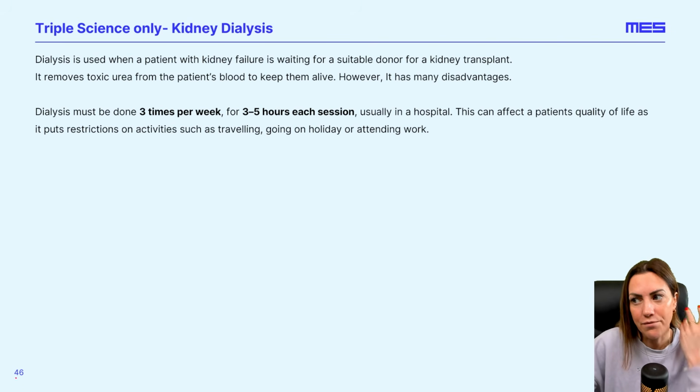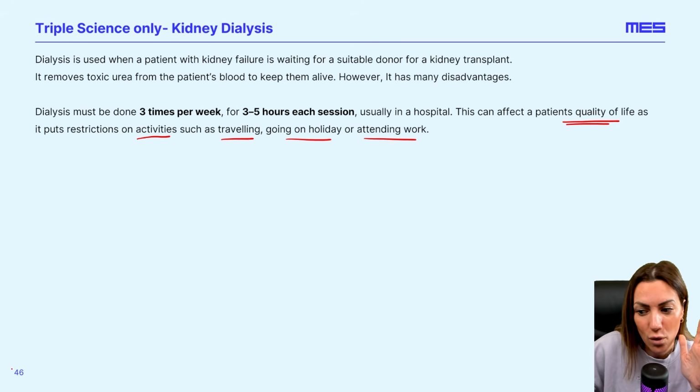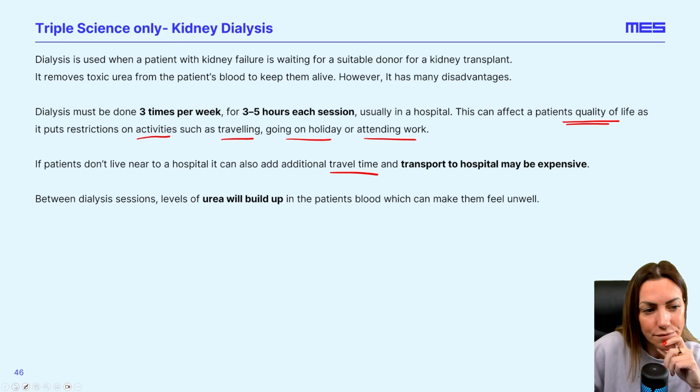So let's go through. So dialysis must be done around 3 times a week. And each session can last for up to 5 hours and is usually done in a hospital. So think about that. That is going to massively affect a patient's quality of life. It's going to put restrictions on activities, restrictions on traveling, going on holiday, or attending work. If patients don't live near to the hospital, then there's a lot of travel time to and from the hospital and a lot of expense for transport to and from the hospital.